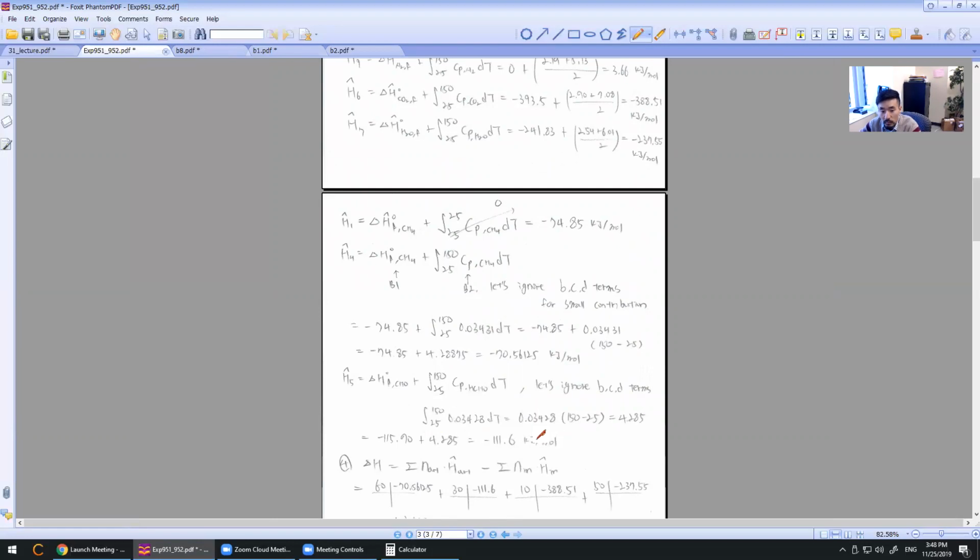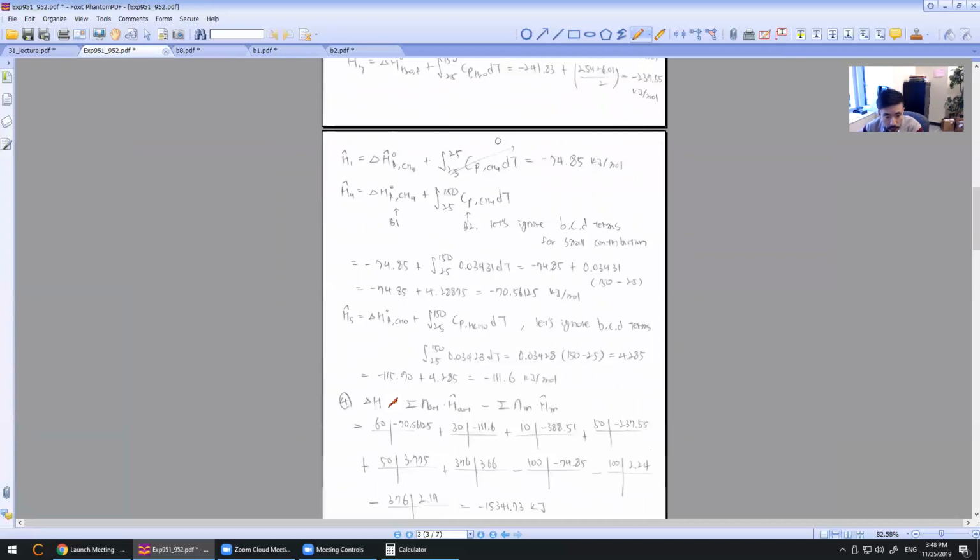So this term is 0.03428 multiplied by 125, so this whole term is 4.285. So if you plug in the numbers, we find that we have H hat 5 as negative 115.90 plus 4.285. So if you calculate it, we have negative 111.6 kilojoule per mole.